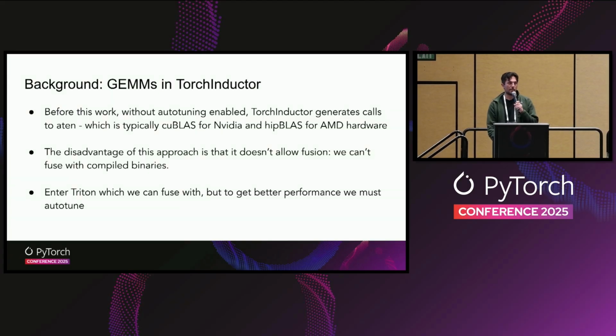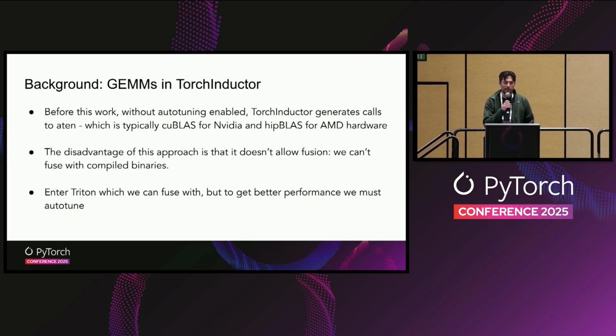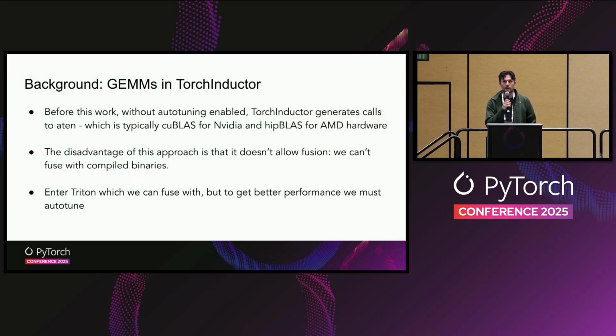So first, I'll cover some background. This is how GEMMs were handled in TorchInductor before our work. Without autotuning enabled, TorchInductor will just scan your model and find all of the matmul calls and convert them to ATen calls. This will just dispatch to cuBLAS for Nvidia and hipBLAS for AMD. The main disadvantage of this approach is that it doesn't allow fusion, and this is due to our inability to fuse with compiled binaries.